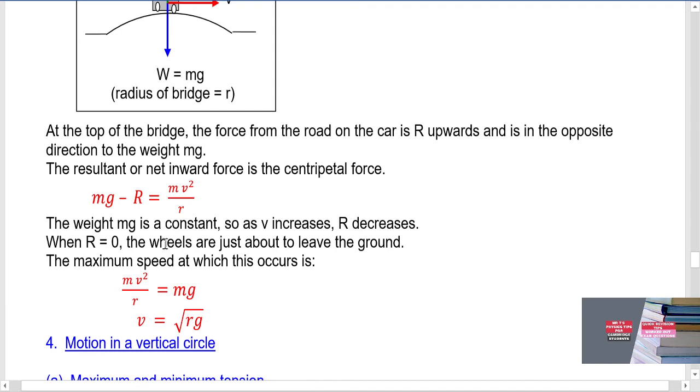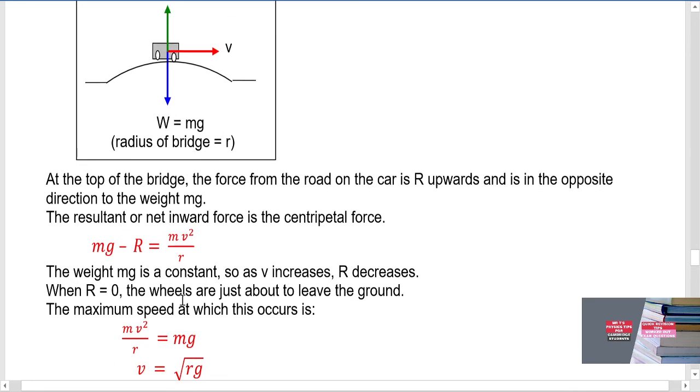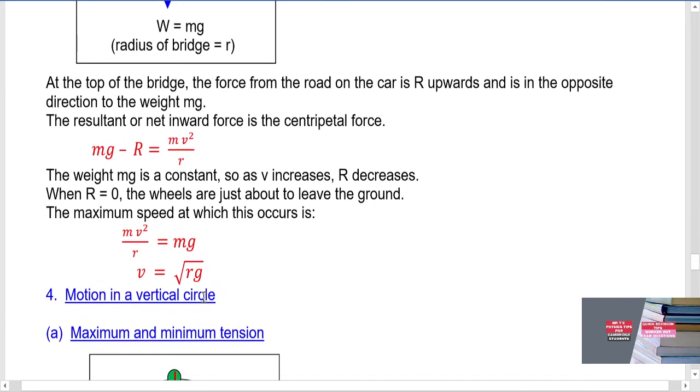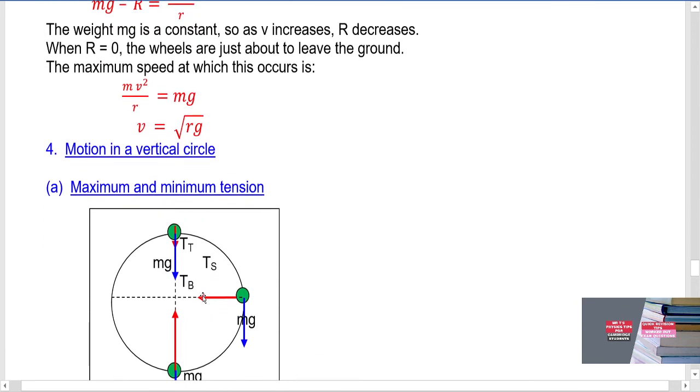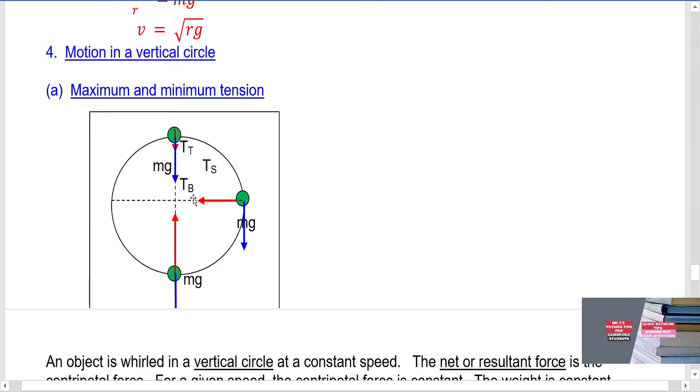Now in the case where you've got more reaction than the weight, right? That is, the car would fly. Okay, it would fly off the top of the bridge like that. So we want to keep R as minimum as possible so that the car can safely move through the humpback bridge. And then we have motion in a vertical circle, maximum and minimum tensions.